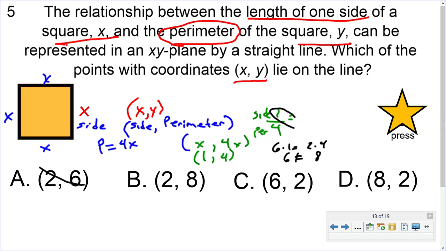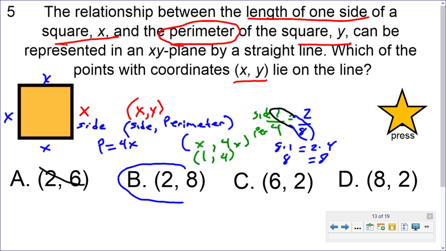Let's try 2, 8. 1 times 8 would give me 8. And 2 times 4 would also give me 8. So there's the balance that I was looking for. So this one would be my choice to pick.